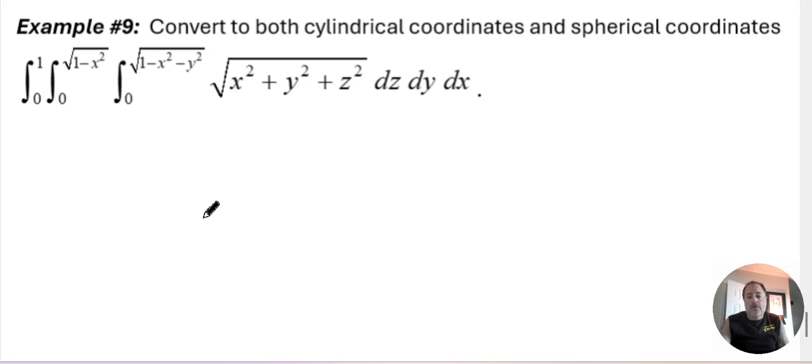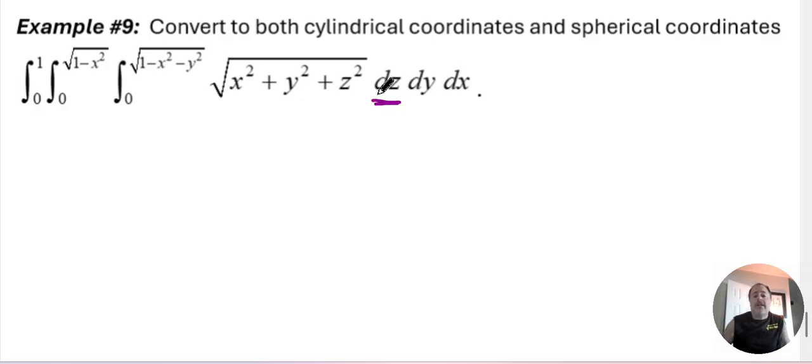Hey guys, welcome back. We're in our last video of triple integrals of cylindrical and spherical coordinates. This last example is asking us to take this triple integral in Cartesian and convert it into both cylindrical coordinates and spherical coordinates. So we're going to start with cylindrical coordinates first, and with both of these, the first thing we're going to do is use the technique that we've discussed in other videos.